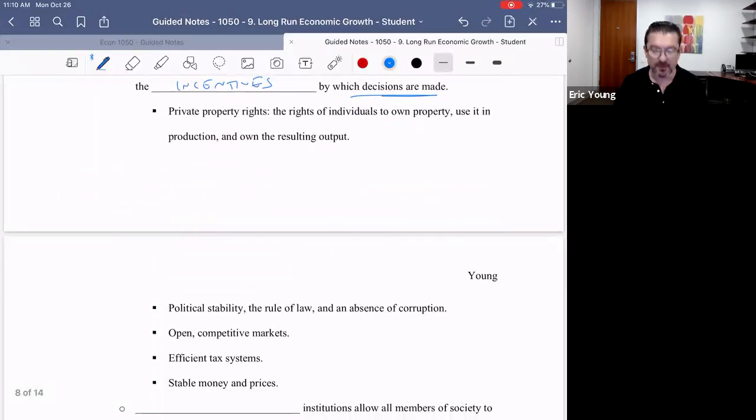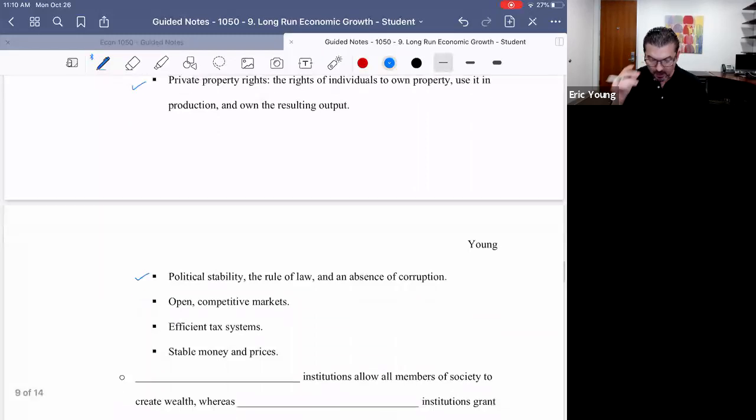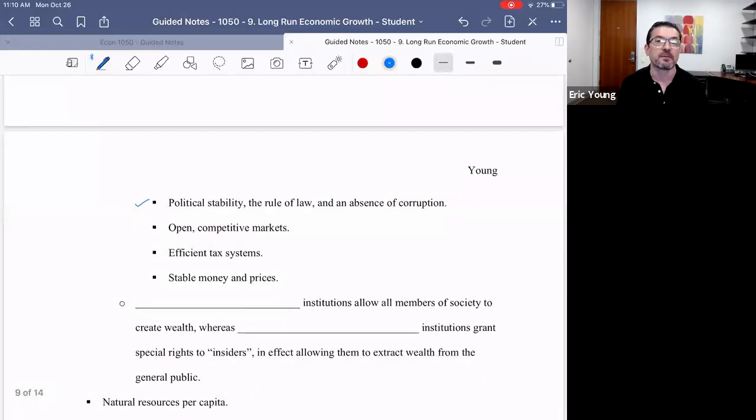Well, we've mentioned some of them. Private property rights are critical. Political stability, the rule of law, equality under law, the absence of corruption, really big. This is a big part of the reason why, especially in parts of sub-Saharan Africa, growth rates stall. There's just really no political stability and there's a lot of corruption.